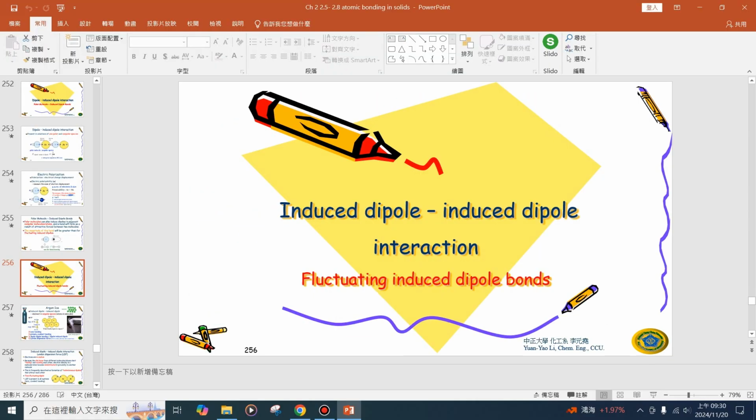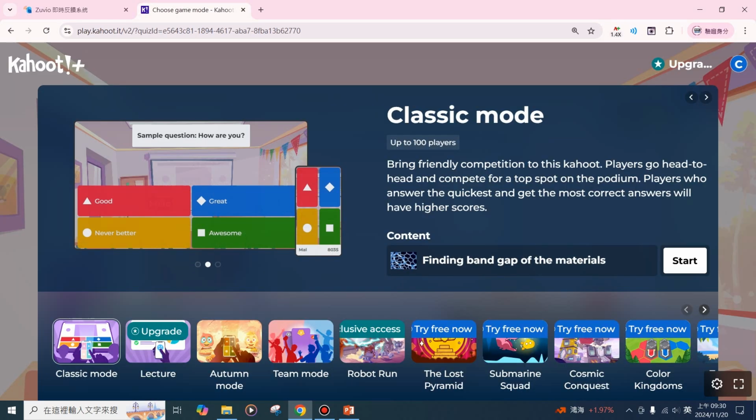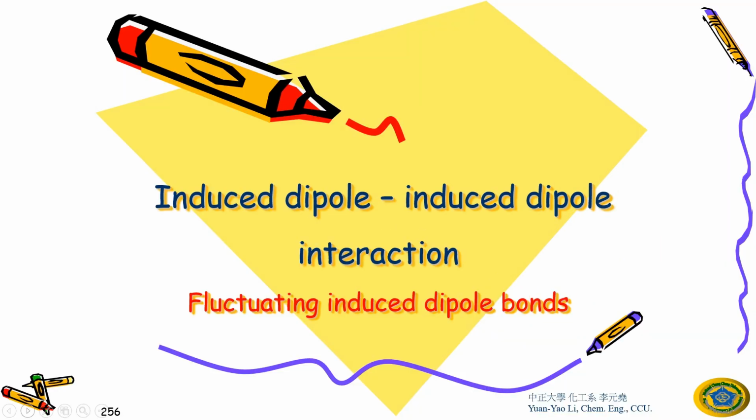Okay, it's time to play Kahoot. One of the reasons I want to play Kahoot is I want you to go home and review what I just told you, and then you can get the right answer in the Kahoot, right? Okay, so now we already learned dipole-dipole interaction, dipole-induced dipole interaction, and then the next one is induced dipole interaction.